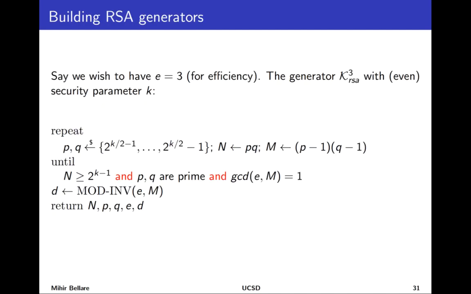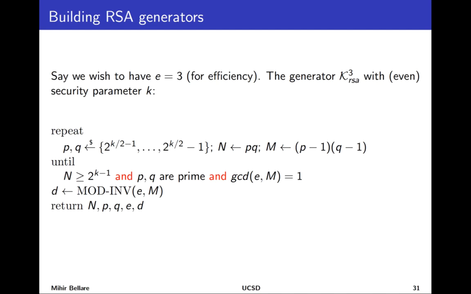So here's how we might build one example of an RSA generator out of many. Let's choose e equal 3 for efficiency, because the smaller e is, the faster encryption is. We'll refer to the generator as KRSA3, and it'll have a security parameter k. How does it work? It needs to pick primes and a modulus, but it needs to ensure that 3 belongs to Z star phi of n.